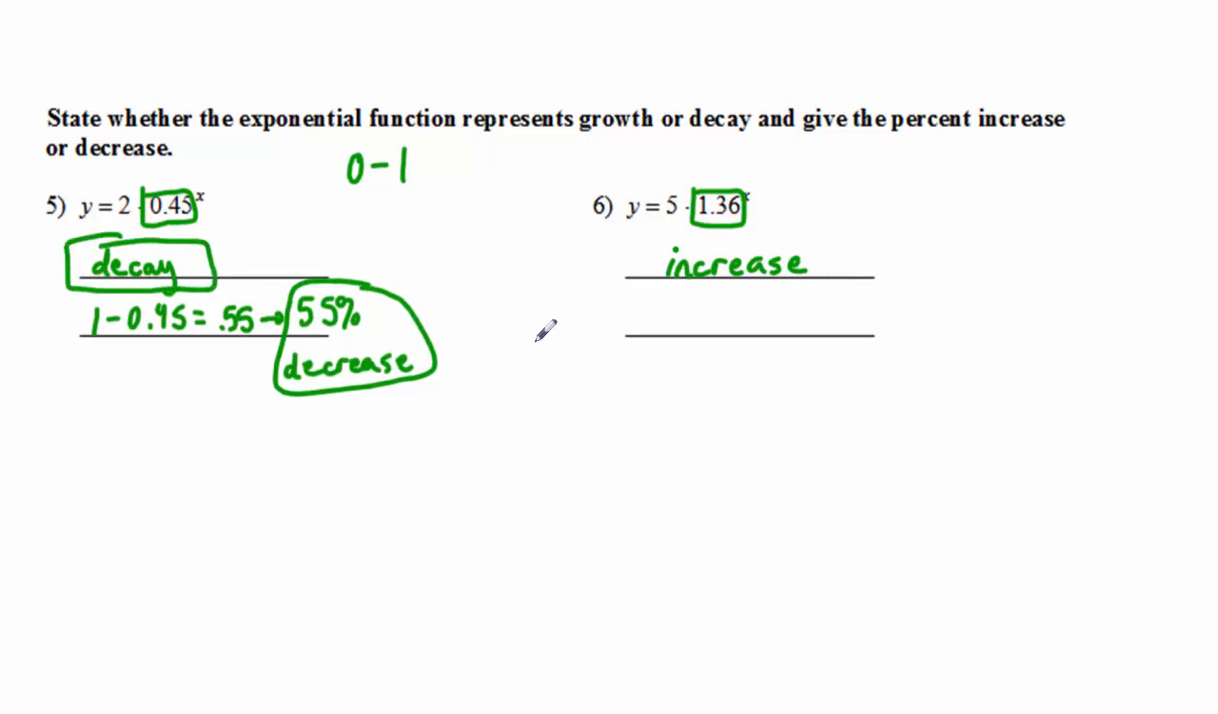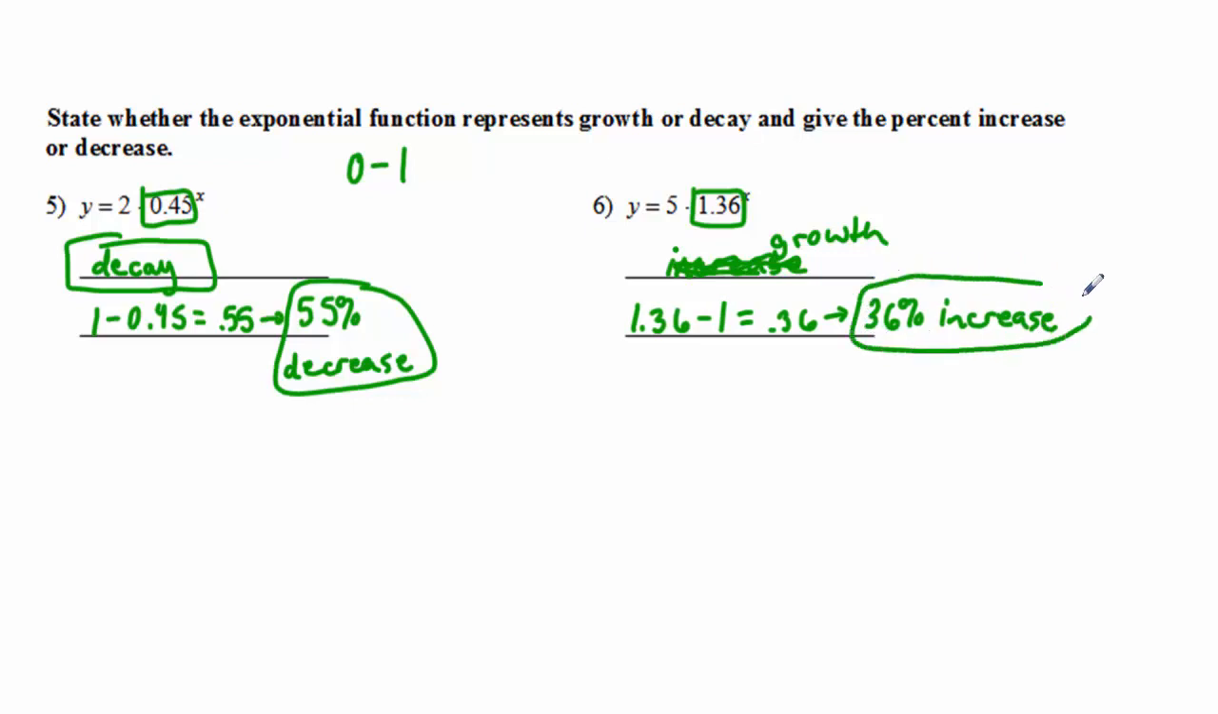So our 2 answers are 55% decrease and decay. Decay and decrease always go together. I wrote increase here, but I meant to write growth. My bad. Okay, and we do a similar thing here. What do I do to 1.36 to make it be between 0 and 1? Well, I would have to subtract 1 from it, which gives me 0.36. I change that to a percent, which is 36%. And since it's a growth, it's increasing. So it's a 36% increase.